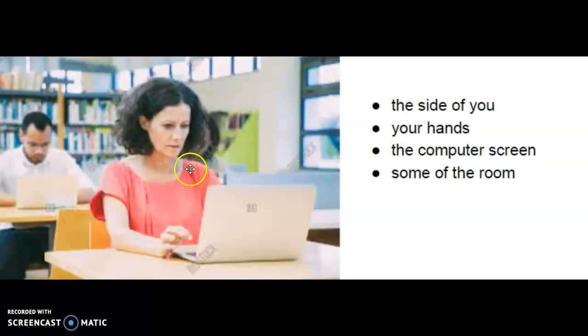Here's another example. We don't see the student from the side. This is more so the front view of the student, and so we can't really see the hands. We see one hand, but we don't see both hands. We can't see the computer screen, but we do see a lot of the room. So again, this is not okay. This is not good.